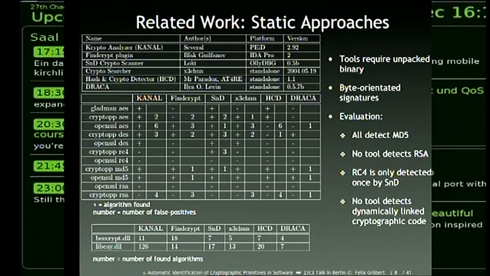The evaluation shows that all detect MD5, because MD5 is quite significant in its constants. None of the tools detects RSA, and RC4 is only detected once, because RC4 has a very algorithmic approach and doesn't have really lookup tables or constants which could be used to fingerprint it.